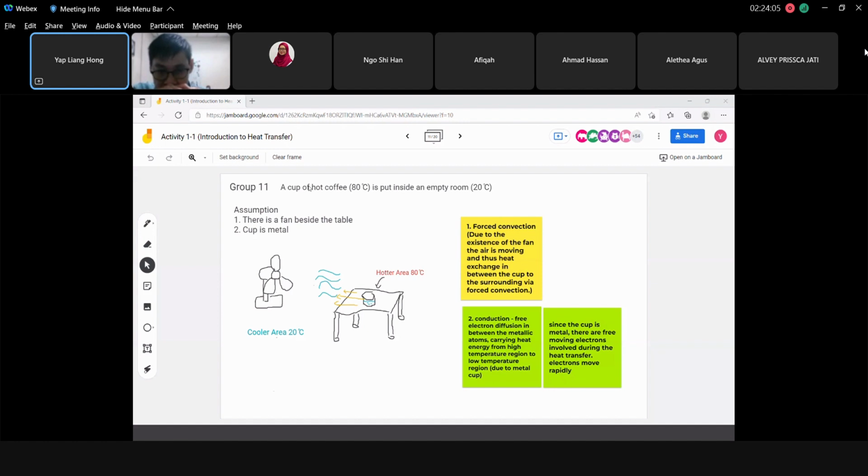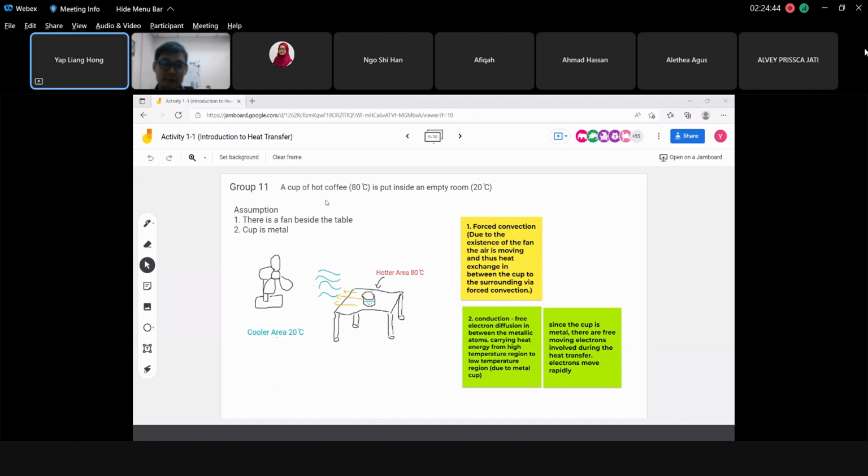Okay, so for our group, the situation would be a cup of hot coffee put inside an empty room. The hot coffee we assume is 80 degrees Celsius, and the empty room will be at 20 degrees Celsius. The assumption is there will be a fan beside the table inside the empty room, and the empty room will be a completely closed system, and also the cup is made out of metal.